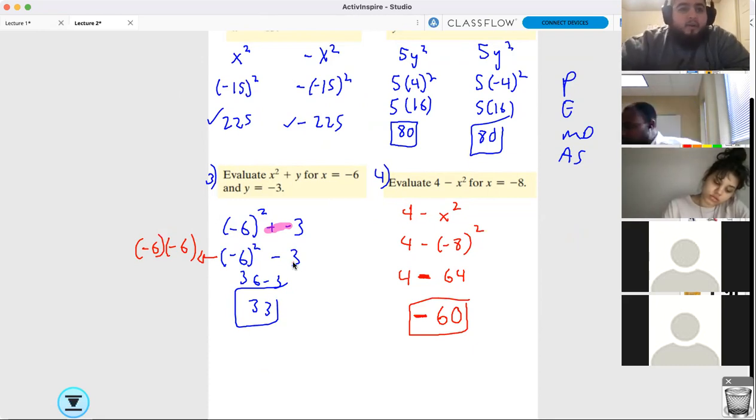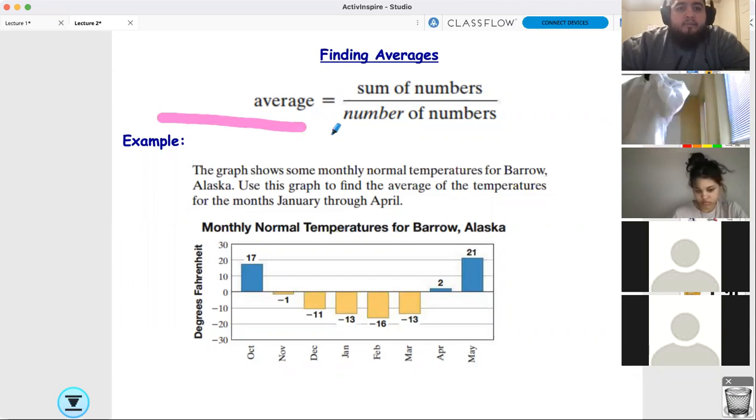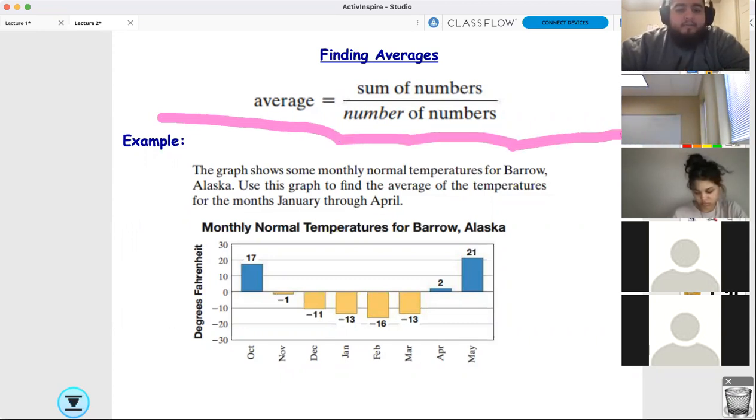All right, any other questions? All right. This is the last example of the day. So the only thing I need you to write is this formula, the finding averages on top, find that part.